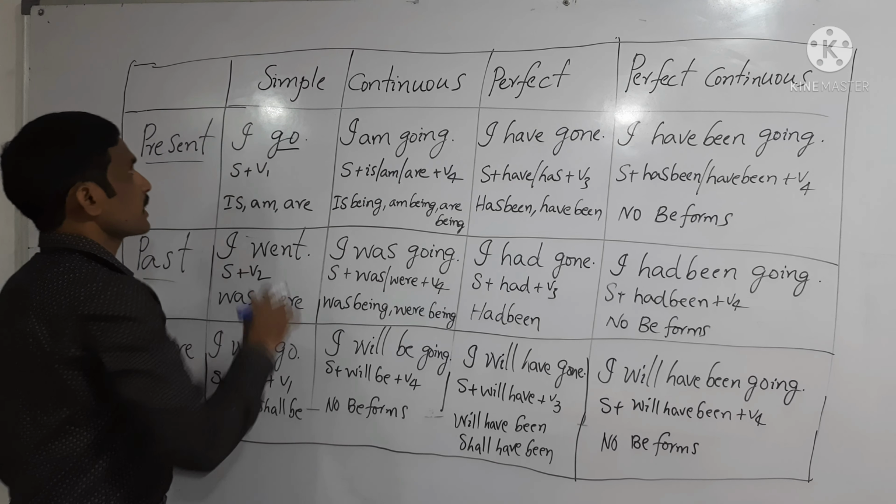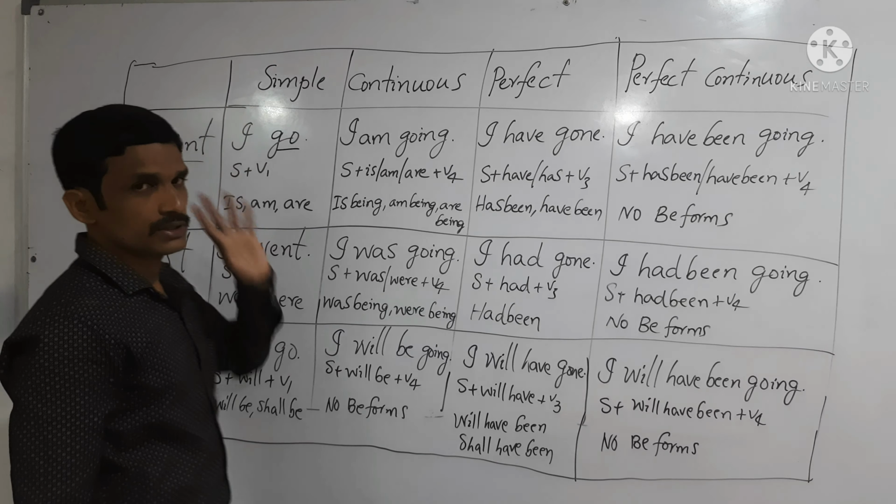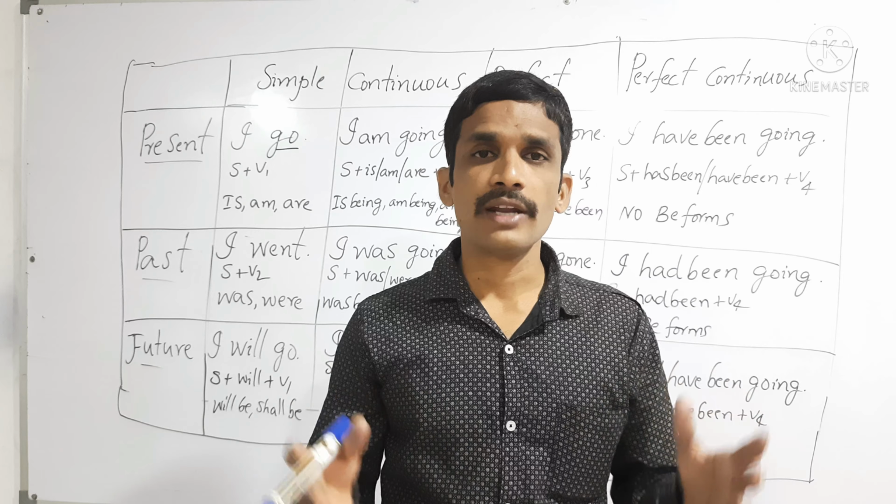To describe regular actions we have to use only the present simple tense. We cannot use the remaining 11 tenses. We have to use only the simple present tense in order to describe regular actions, habitual actions, universal truths, and pre-planned future actions.